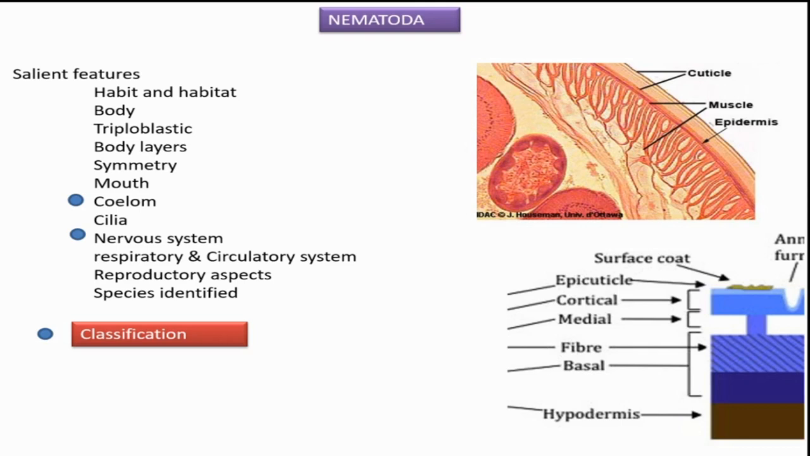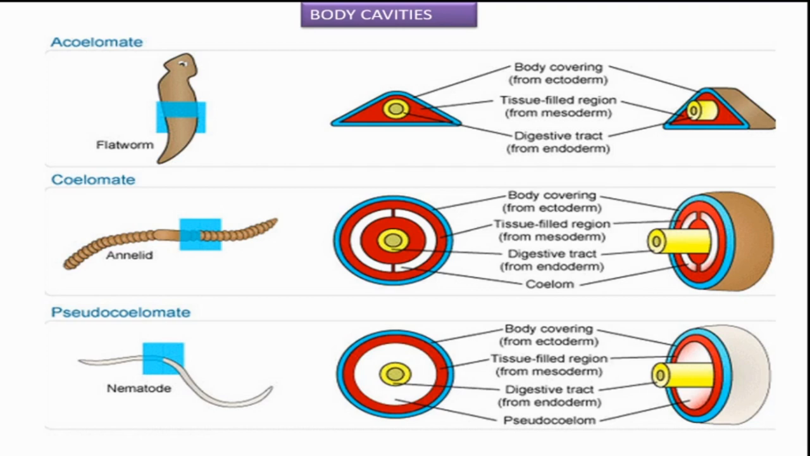Then next, coelom. What's the specialty of the coelom? It is a pseudocoelom, not a true coelom. Coelom means body cavity. Before that, we need to understand very clearly the difference between acoelomate, coelomate, and pseudocoelomate. First, we take the case of an acoelomate. Here we can see the outer body covering, which is ectoderm, and inner to this the mesoderm, this red portion, and inner to this the endoderm. From the endoderm, the digestive tract and everything develops. This is a normal acoelomate. There is no vacant space, so they are called acoelomate.